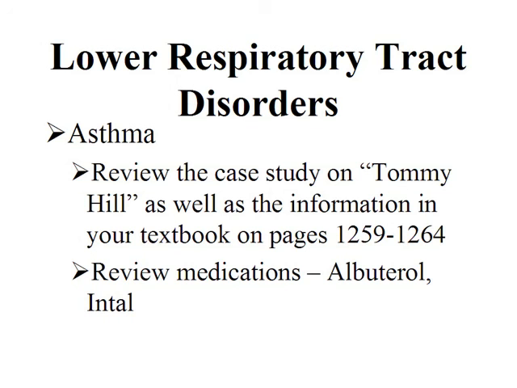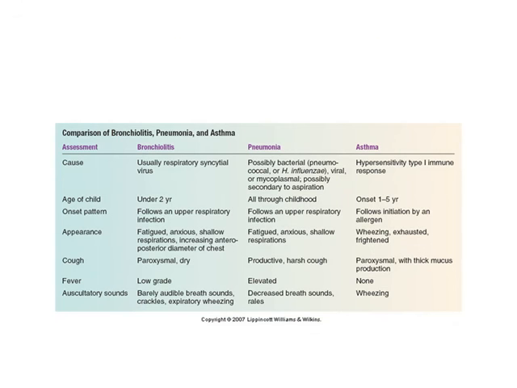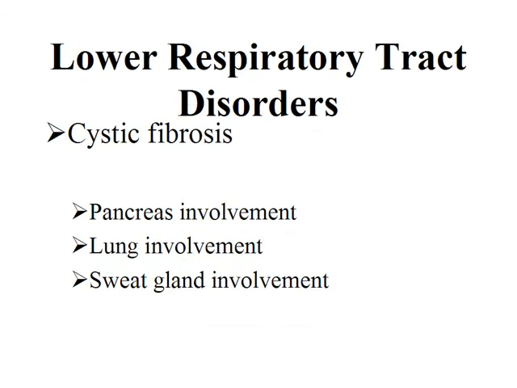So again, I think the case study really does a nice job of outlining some of the issues related to asthma. And I think that between that and looking at those pages in your textbook, you'll have a good understanding of that. This is another good reference comparing, looking at bronchiolitis, again, which is typically caused by RSV, looking at pneumonia, and then looking at asthma and seeing some of the differences and similarities between those 3 illnesses.